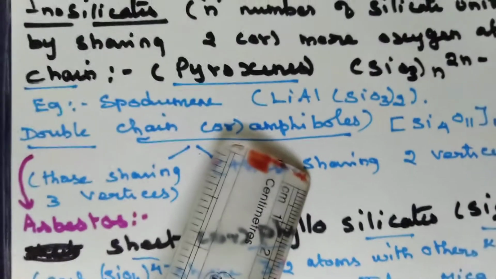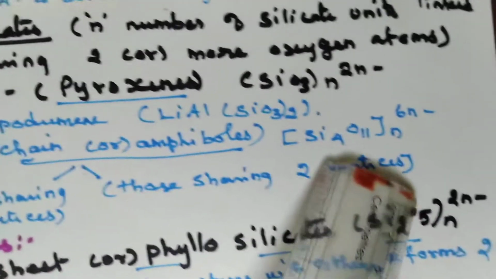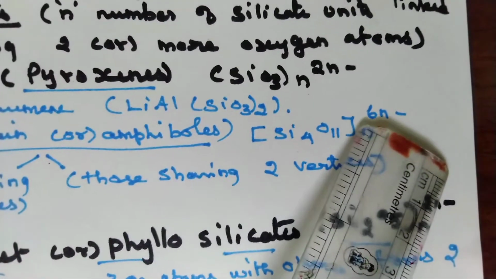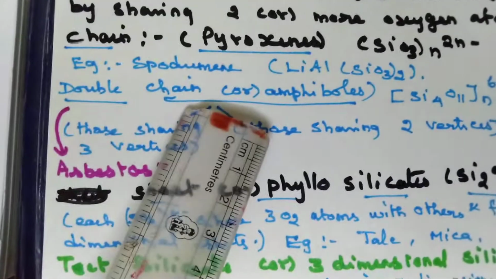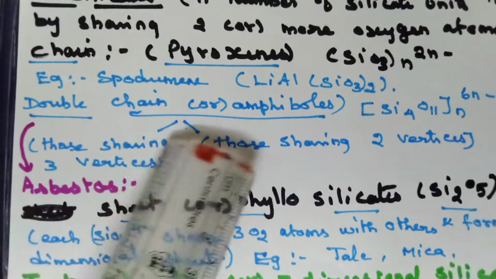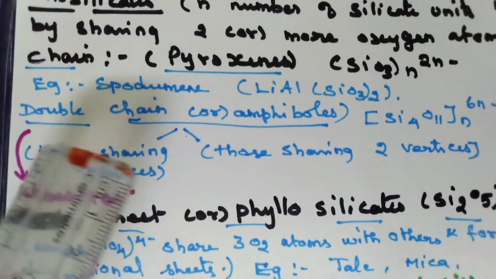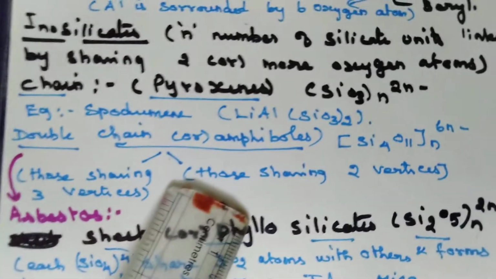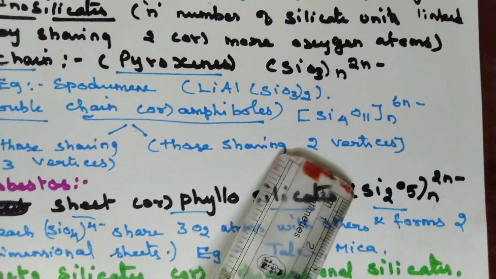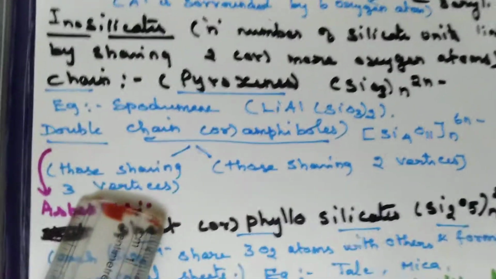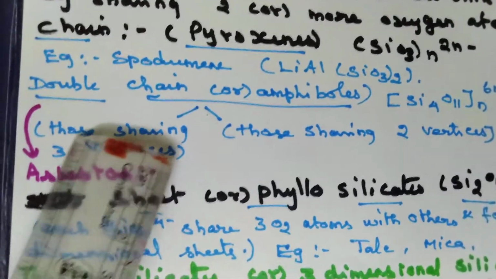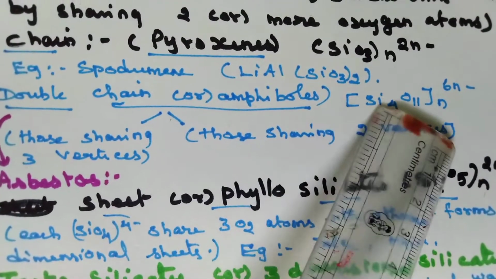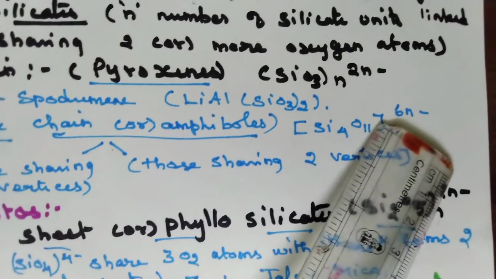And double chain silicates, otherwise amphiboles. These silicates contain (Si4O11)n and carry 6n- charge. There are two types of double chain silicates. These are formed in two ways: one sharing 3 vertices, and the other sharing 2 vertices. An example for this one is asbestos.